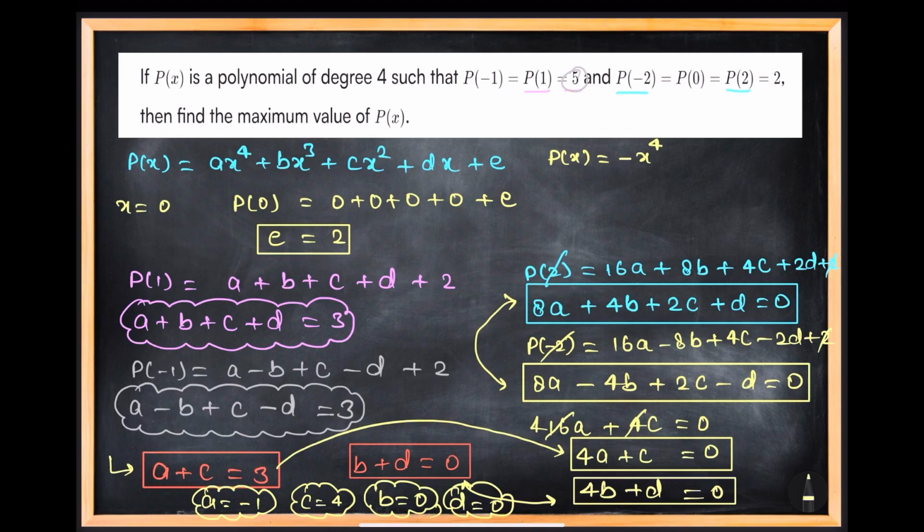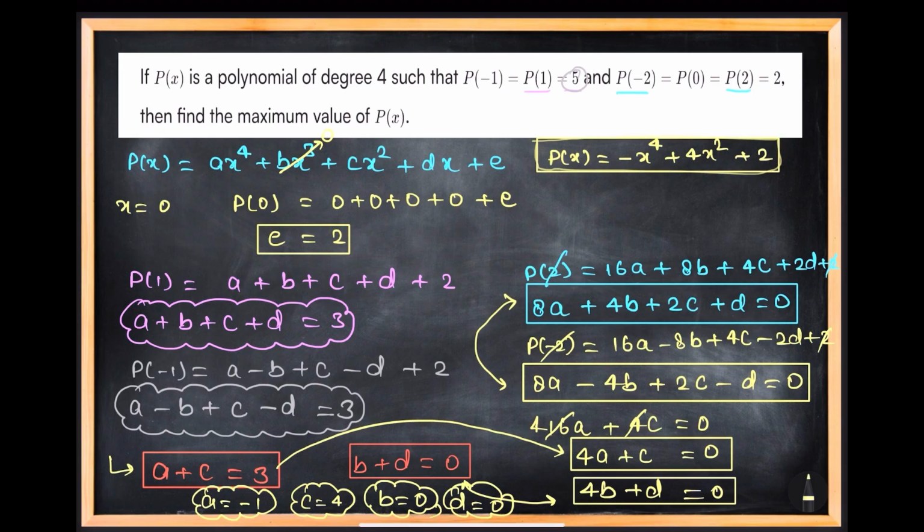Now who is b? B is 0. So this thing gone. Who is c? C is 4. So plus 4x square. Who is d? D is 0. And then plus of E. Who is E? E is 2. So we got 2. So our polynomial P of x is this.